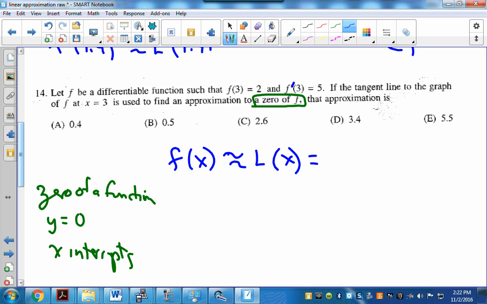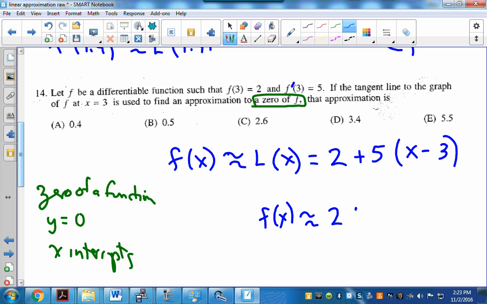Okay, equation of the line. What do I start with? 2. All right, that's the y-coordinate. Plus 5, that's the slope, x minus 3. There you are, good. So our function is about that. We don't even know what the function is, but it's almost this side. It's 2 plus 5 times x minus 3. See if you can find the 0.